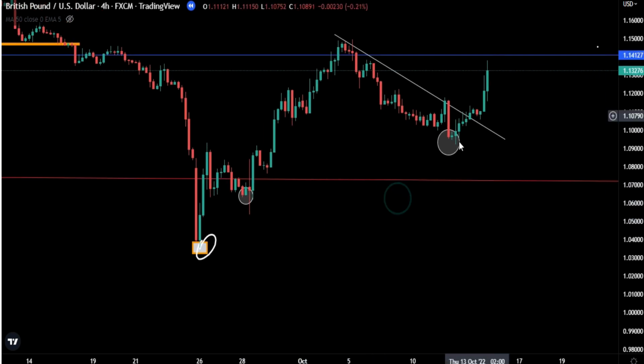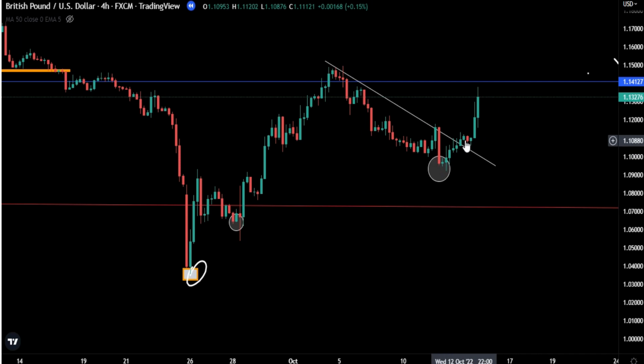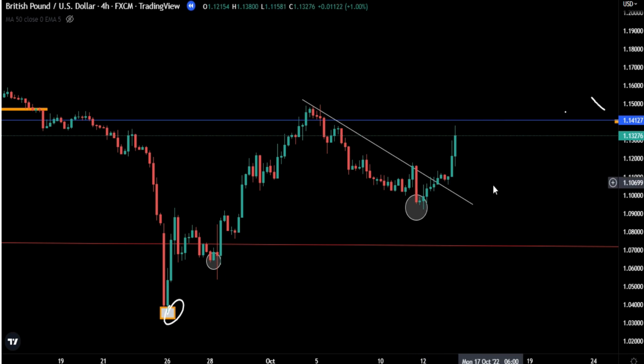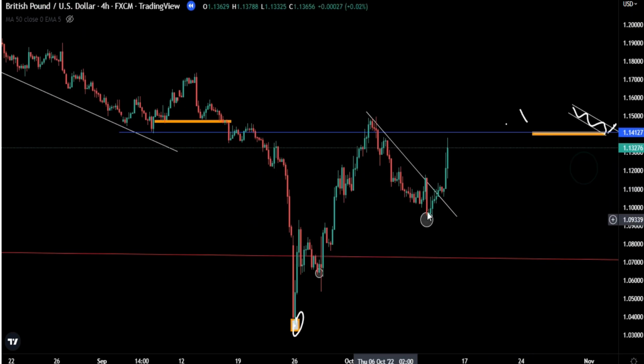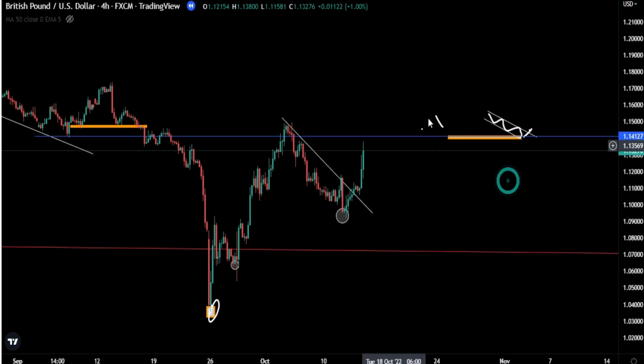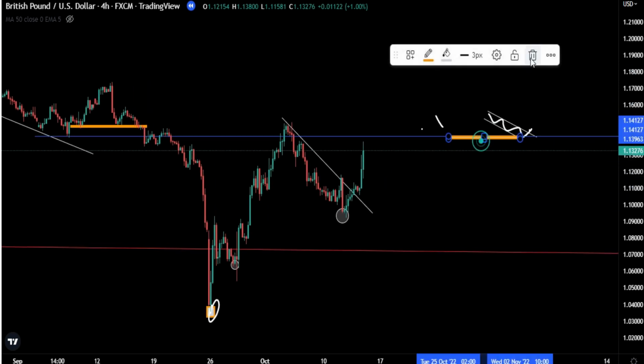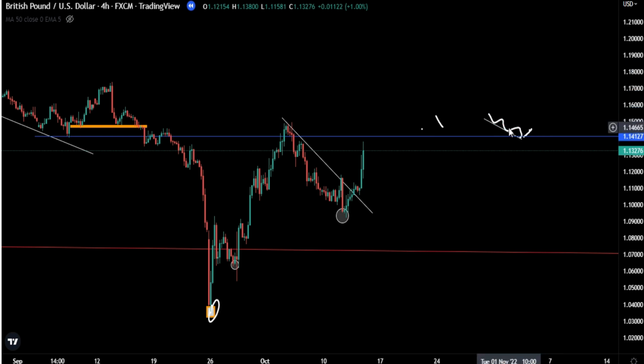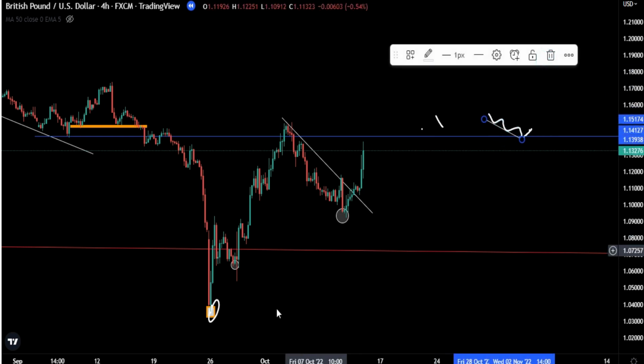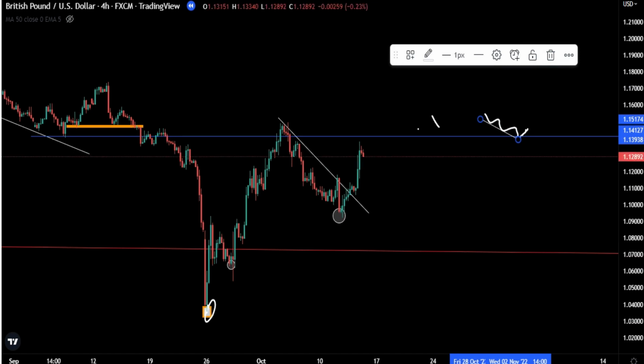So from here, you can start looking for any buying pattern or buying opportunities around here. The price has been confirmed to change from a downtrend to an uptrend at this zone. So now you can start looking for buying opportunities from here. Let's play and see.